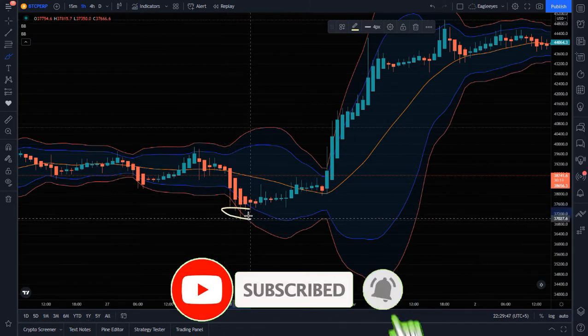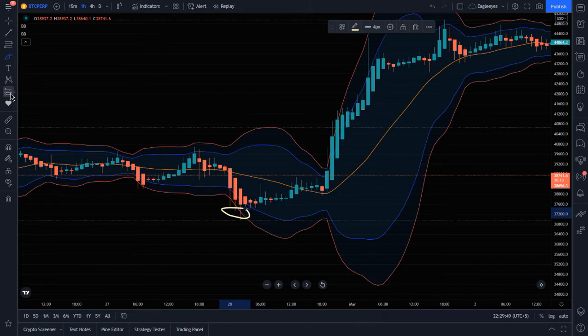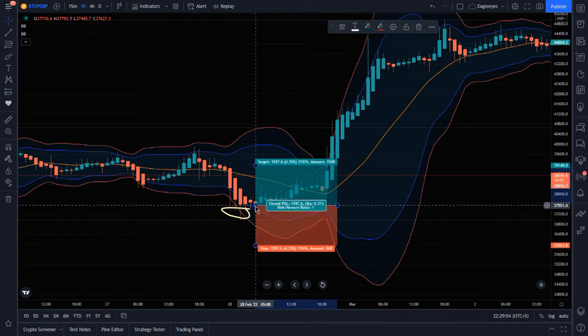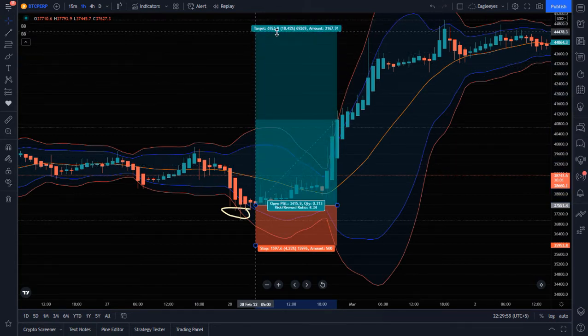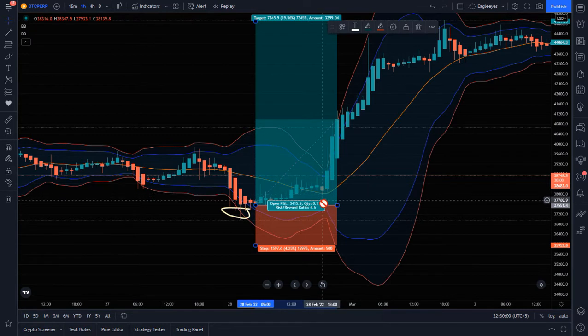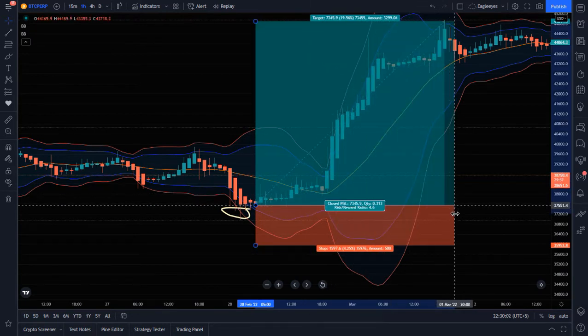First of all, you will check whether a candle touches the standard deviation 3. If it does, then we have a trigger for a buy signal. If we have red candles touching the lower band, we have a buy signal in that case, and you can see how profitable this signal was. It was almost 14%.